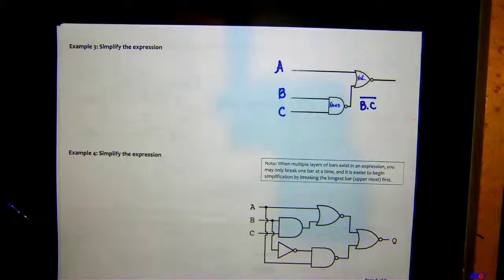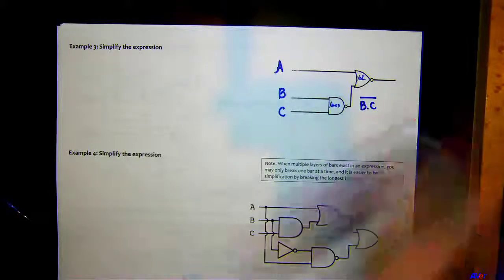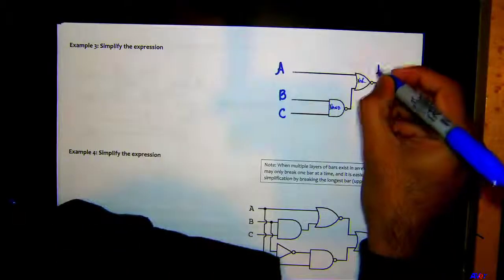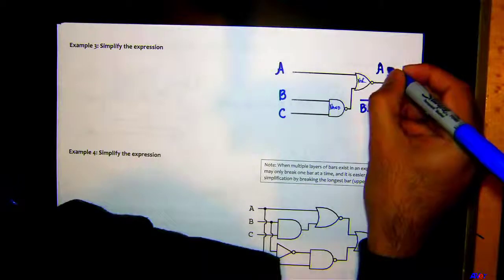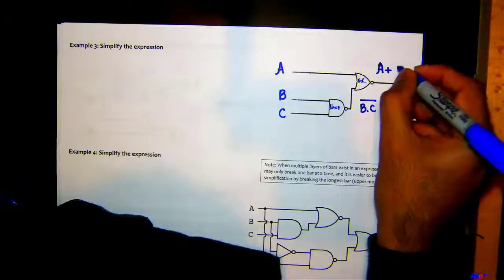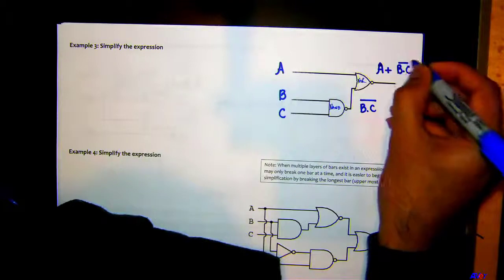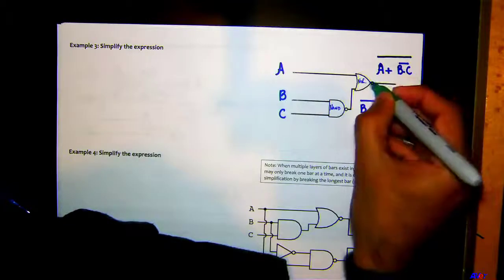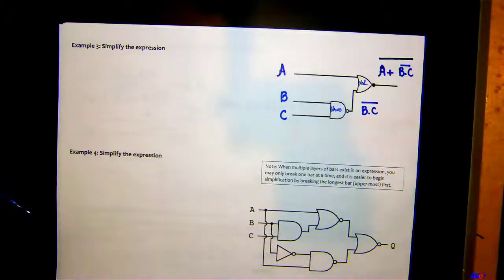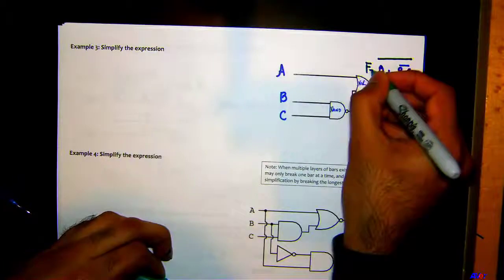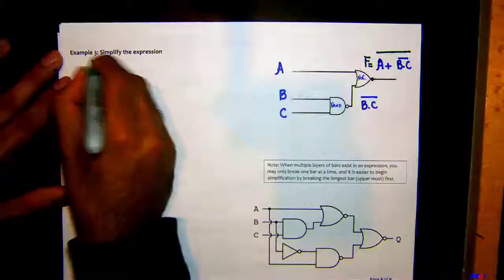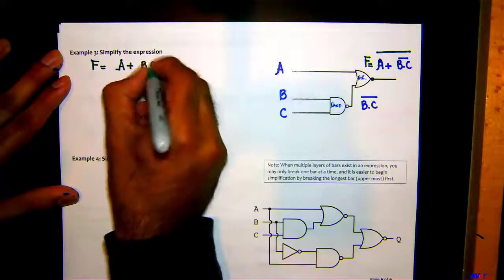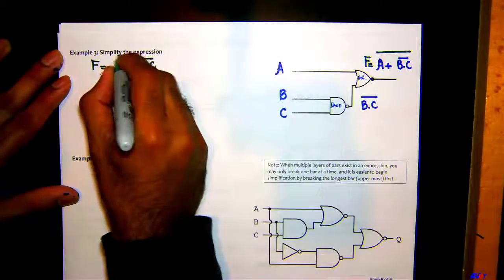And what about the expression over here now? What would that be? Jeremy? What is going to be the expression here? Plus. Correct. And the bar on the whole thing, right? Don't forget that. It's bar on the whole thing because there's a bubble right here. Okay, say this was F. So I'll just rewrite the equation here. F equals A plus, and then we have this bar on the whole thing.